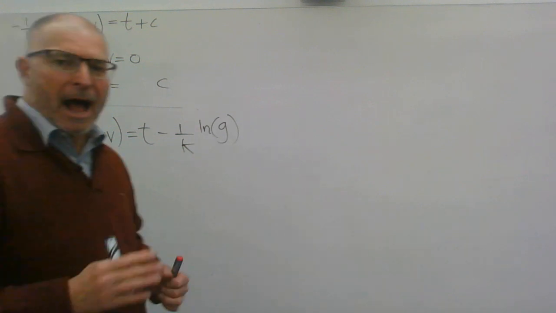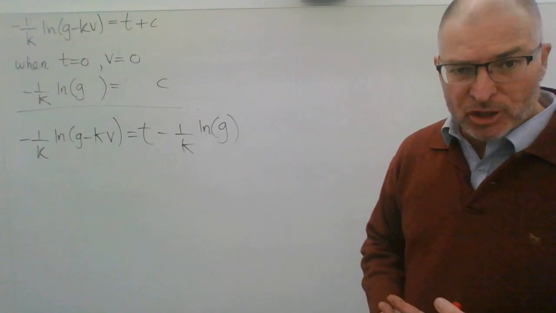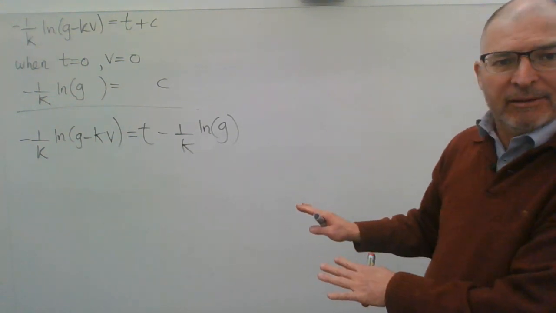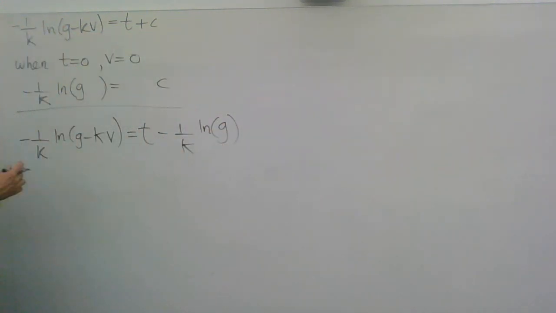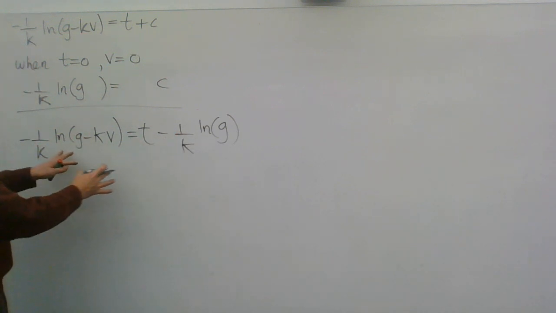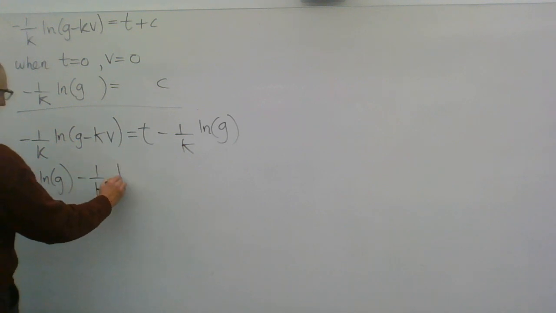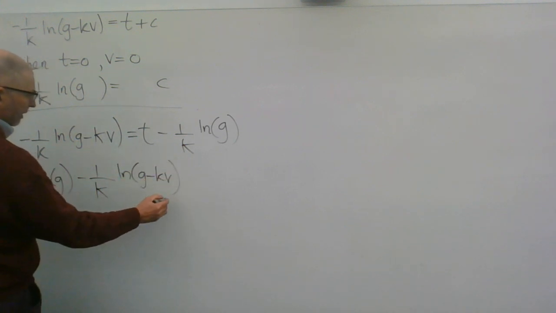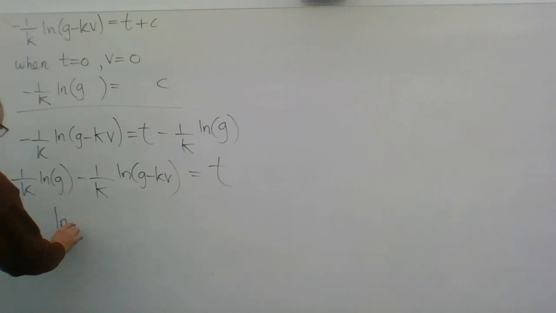Now the question asked us to find both the velocity and the displacement as functions of time. So I need to make v, the velocity, the subject of this one here. So I might as well get the logs together, would be a good idea. So let's bring that one over here. 1 on k natural log of g, minus 1 on k natural log of g minus kv equals t. So multiply by k and gather the logs together.